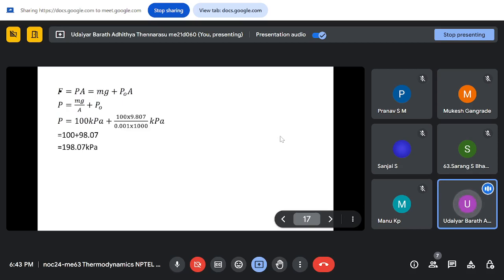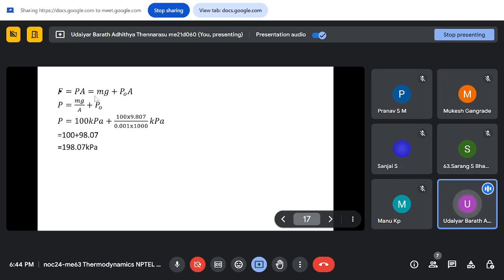So as I said, it's simple force balance. We know pressure is force per unit area, so force will be pressure into the area on which it is acting. In this case, the area is the surface area of the piston on the one side. P is the pressure of the water exerting pressure on the piston, so that is P into the cross-section area of the piston. So force will be P into A.